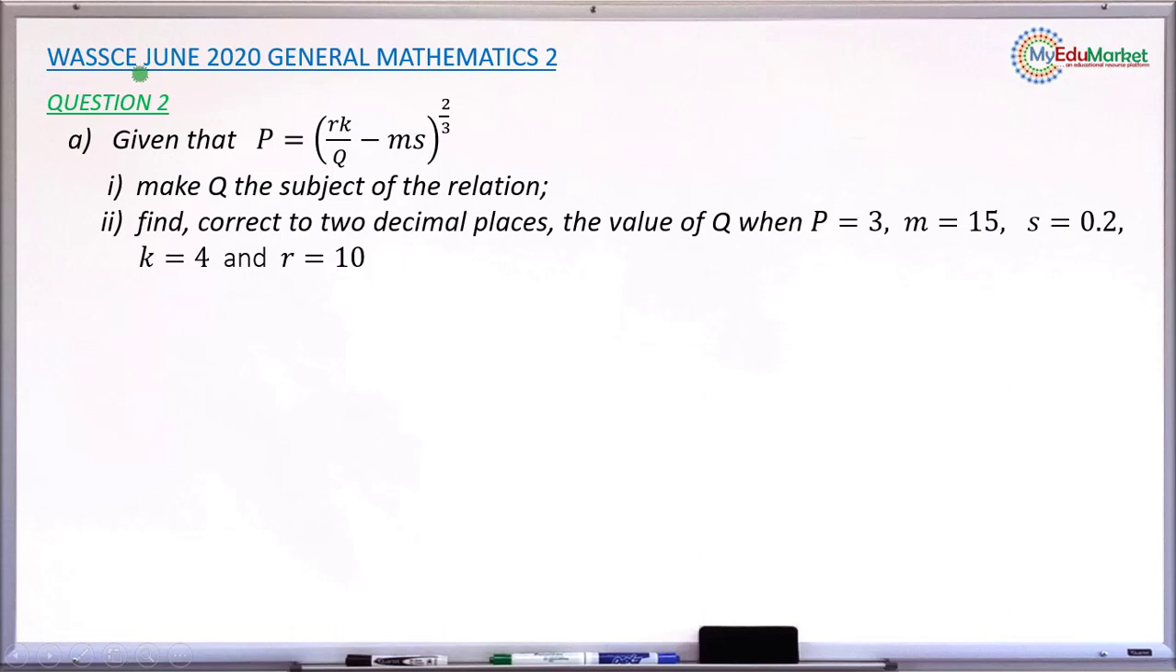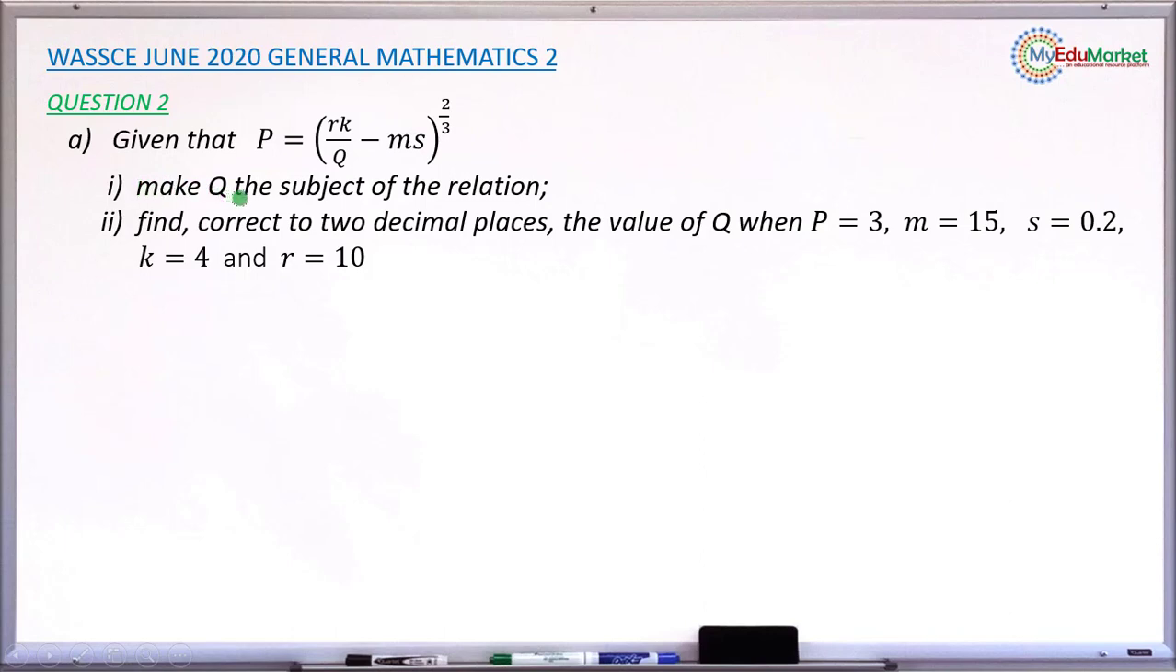This is WAEC June 2020 General Mathematics Paper 2, and we are answering question number 2A. The question says, given the formula P equals open bracket, inside the bracket a fraction, the numerator RK over the denominator Q minus MS, close the bracket, and the bracket raised to the power of 2 over 3.